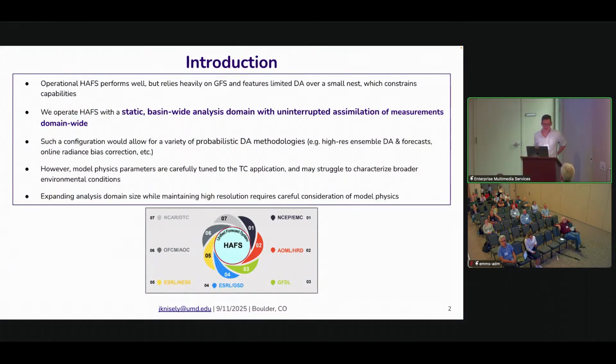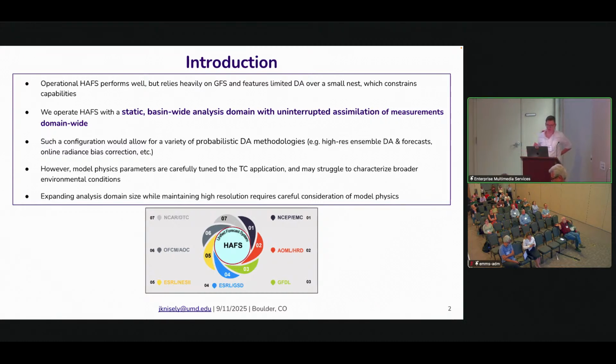All right, so we've seen lots of presentations about HAFS this week. We know that it performs well, but some issues are that it relies heavily on the GFS and it features rather limited DA over a small nest, and this constrains capabilities. We operate HAFS with a static basin-wide analysis domain with uninterrupted assimilation of measurements domain-wide. And such a configuration allows us to explore a variety of DA methodologies that we otherwise might not have been able to: high-res ensemble DA and forecast, online radiance bias correction, and so on and so forth.